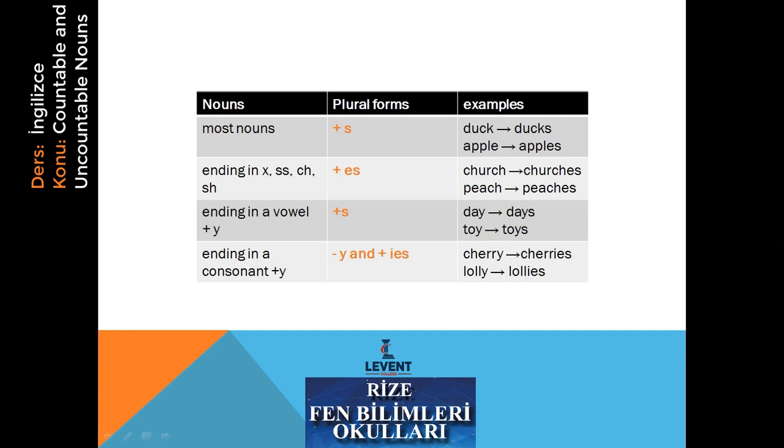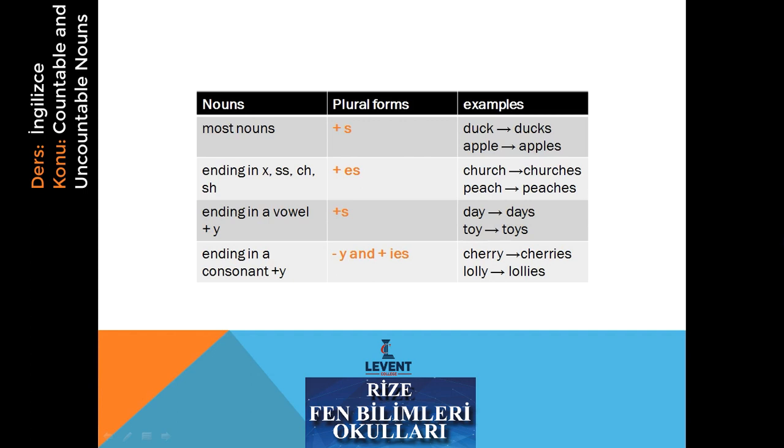And for nouns ending in a vowel plus y, we use s. Let's examine the word day. So the letter A is a vowel, and the letter Y comes after it. The word day becomes days. But for nouns ending in a consonant plus Y, we use IES. If you take a look at the word cherry, the letter R is a consonant and the word ends in Y. So we drop the letter Y and use IES instead.